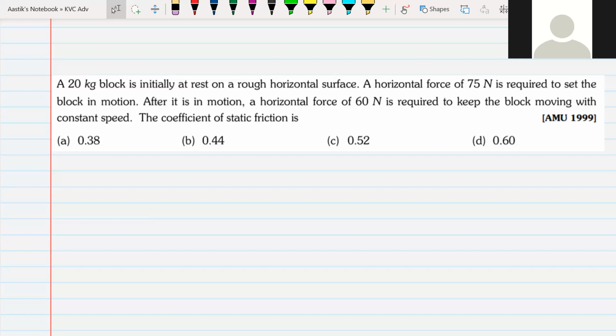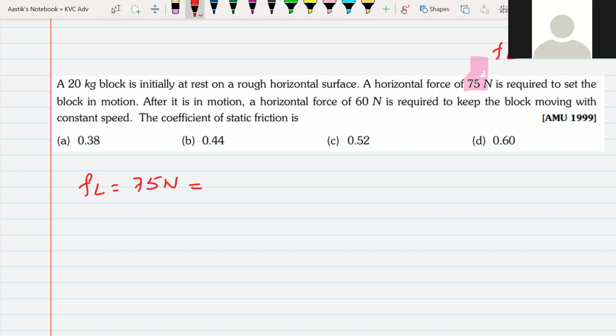Sir, the answer is A, 0.38. How did you get it? Sir, here 75 Newton is required to set the block in motion. So that must be equal to what? That is F limiting. Well done. So F limiting is 75 newtons.